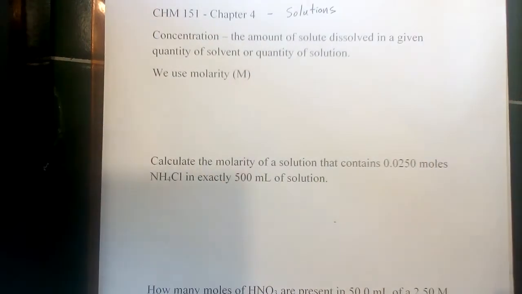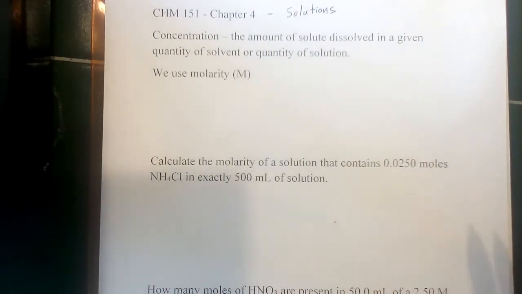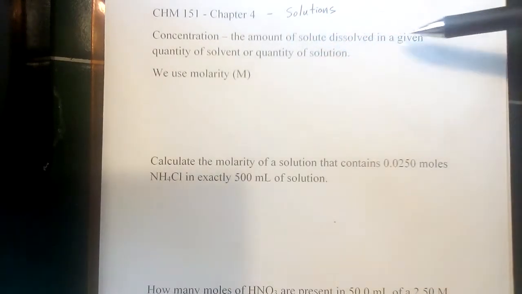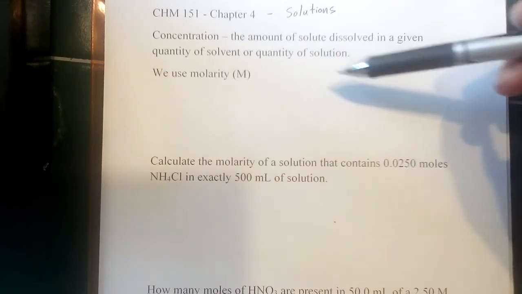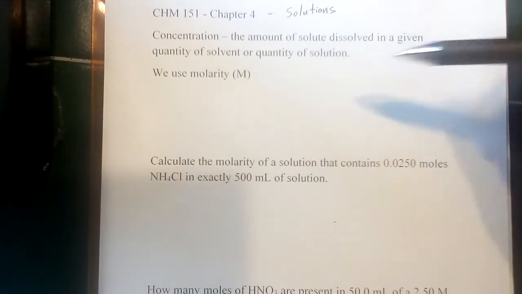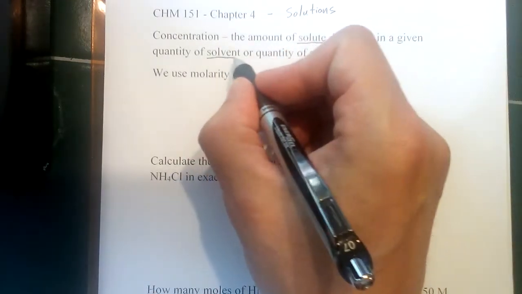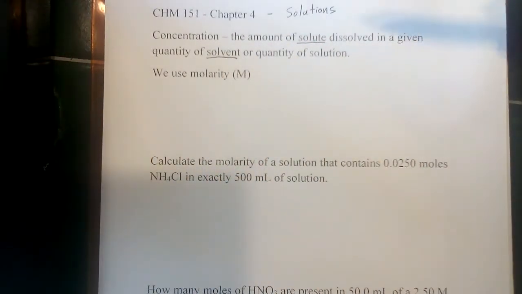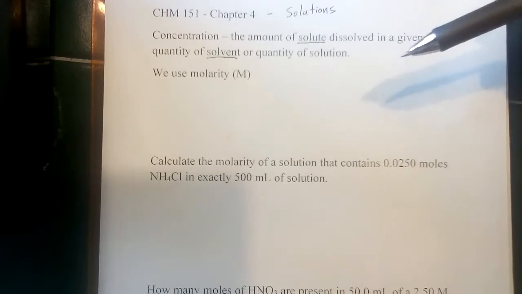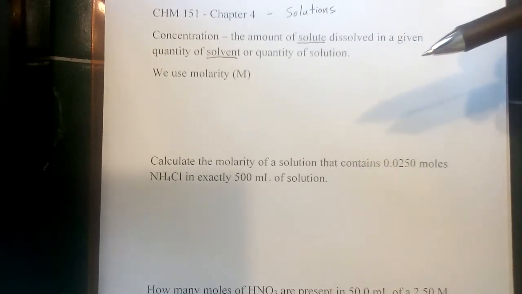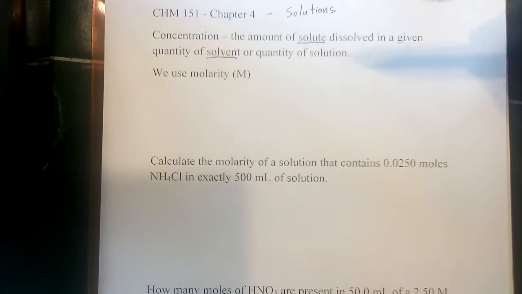So I've got the definition of concentration here on the lecture notes. This is the amount of solute dissolved in a given quantity of solvent or quantity of solution. There's a couple terms in there that we should focus in on a little bit because you should understand what they're describing. The solute is the term we would use for whatever is being dissolved. So if we're making a solution, say, of salt water, the solute would be the sodium chloride solid that is going to dissolve in the water.